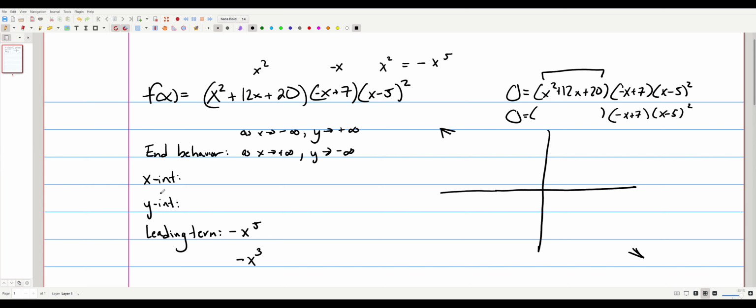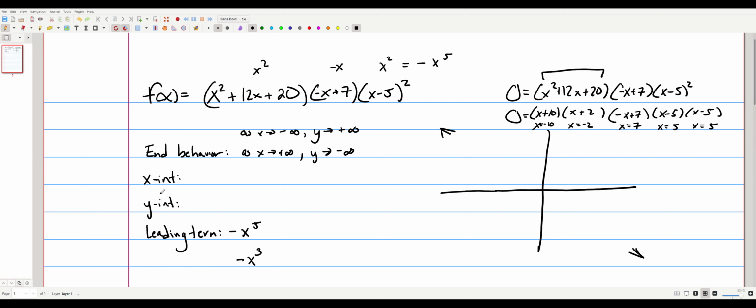And hopefully you figured it out by now, but the numbers that multiply to 20 and add to 12 are 10 and 2. Because the coefficient of this quadratic is 1, it just factors into those two numbers, x plus 10 and x plus 2. Using the zero product property, I have all of these things being multiplied and equaling 0. That just means any of these has to be 0. So I can take the inside of the parentheses, set it equal to 0 and solve, and that gives me x equals negative 10, x equals negative 2, x equals positive 7, and x equals 5.